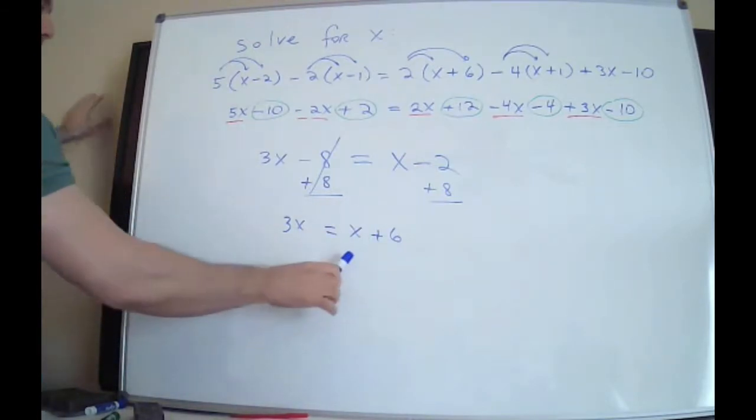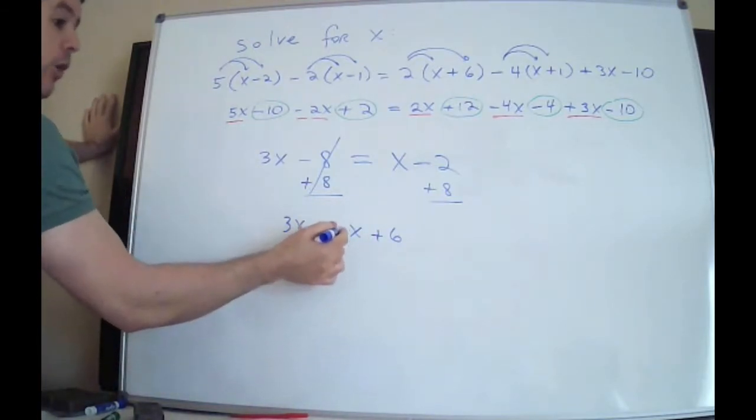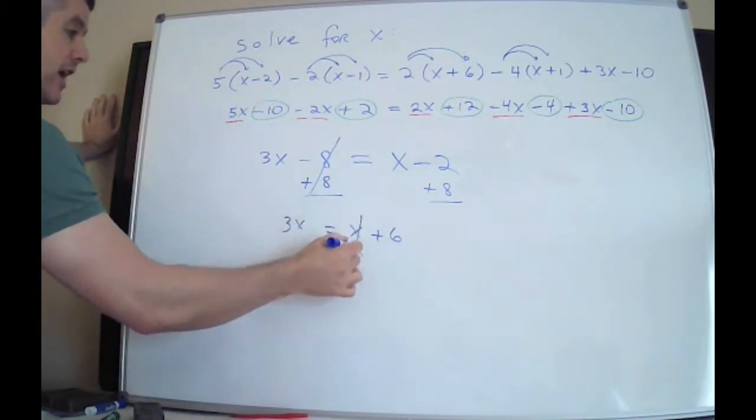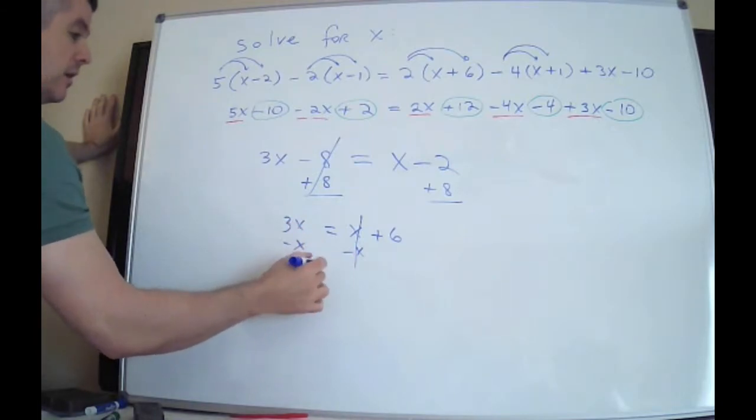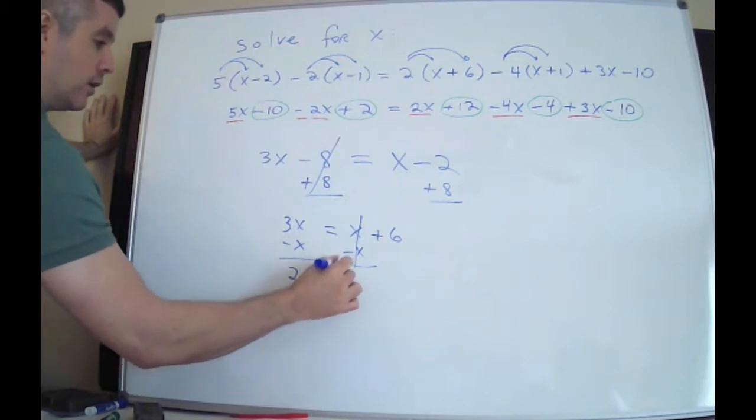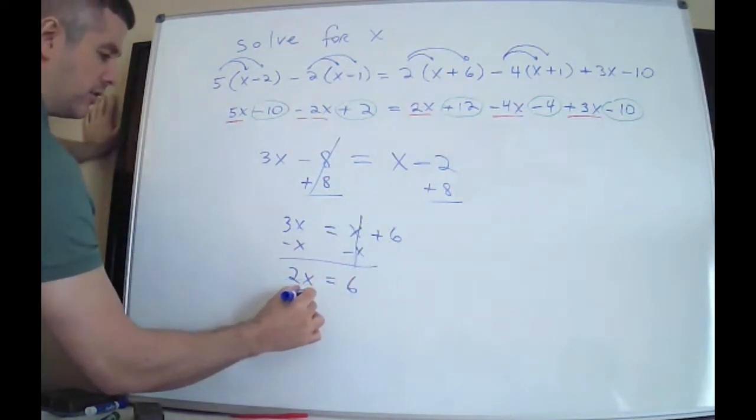Now I need to eliminate this dude from that side. That's a 1. So I'm going to subtract 1x from that side and eliminate this dude. 3 x's take away 1x is 2x, equal 6. Divide both sides by 2.